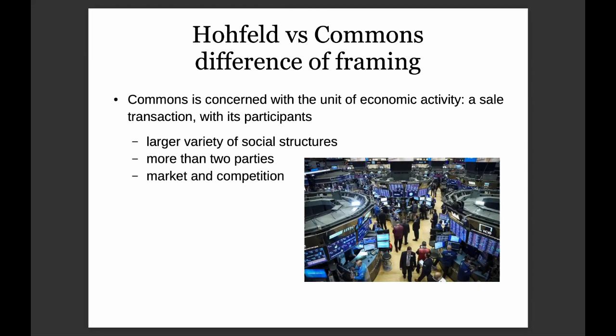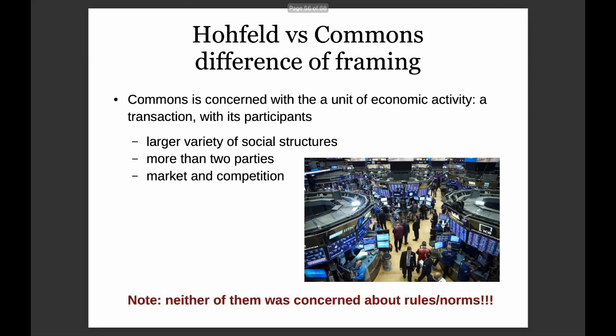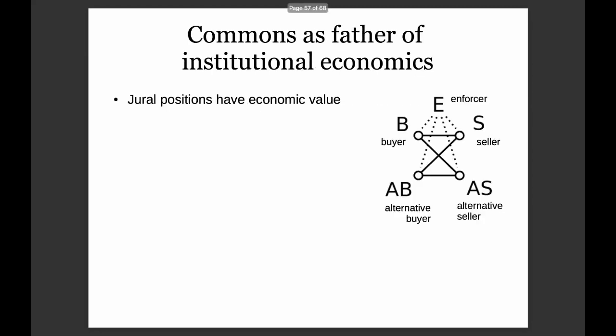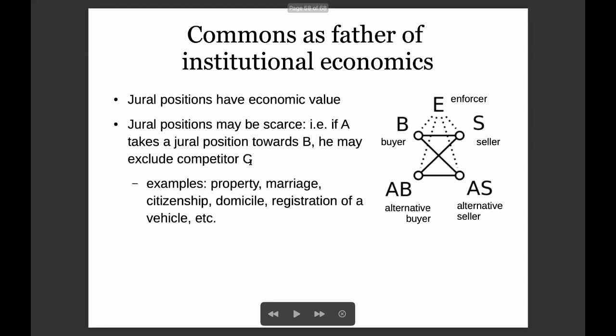Note that neither Hohfeld nor Commons were talking about rules or norms. Commons made clear that dual positions have an economic value. This economic value is due to their scarcity. If someone takes a dual position, someone else may be excluded. This is the case for property, but also for marriage, citizenship, domicile, registration of a certain vehicle, and so on.